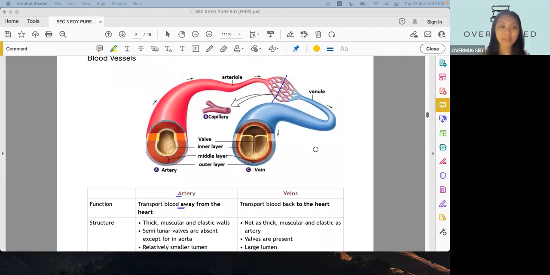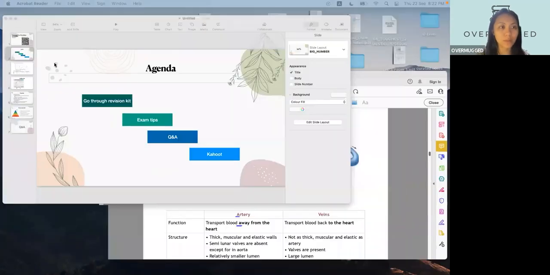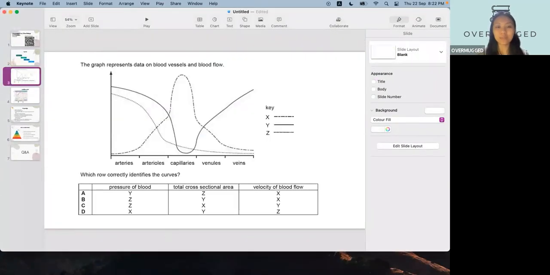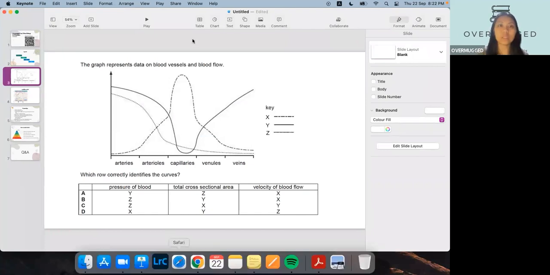Another kind they like to ask, that I prepared a question for here, is this kind. It's slightly more complicated. It targets the relationship between arteries, arterioles, capillaries, venules, and veins. One thing here is that you must always remember that the blood flows in this direction: from the heart to arteries, then to arterioles, then to capillaries, then to venules, and then to veins. Okay, so that is the flow of blood.